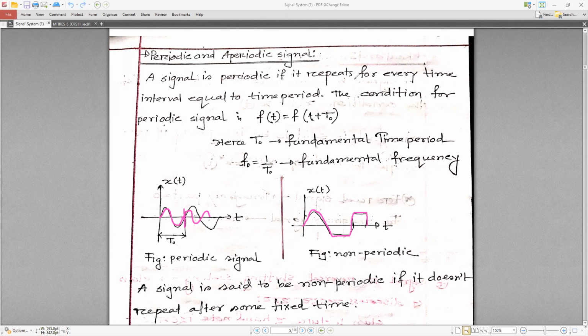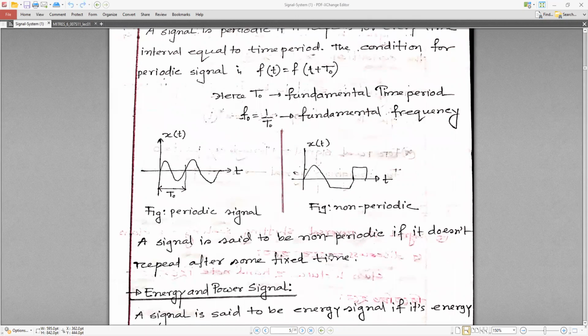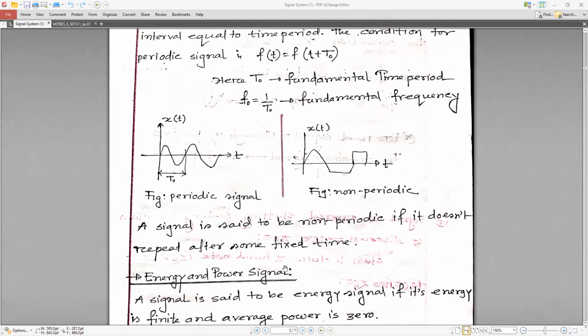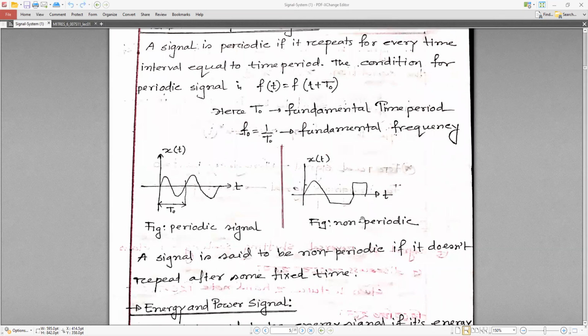A signal is periodic if it repeats for every time interval, again and again. That is the periodic signal. But the non-periodic signal will not repeat, which means you cannot guess first, you have to calculate. A signal is said to be non-periodic if it does not repeat after some fixed time. So that is the type of periodic and non-periodic signal.